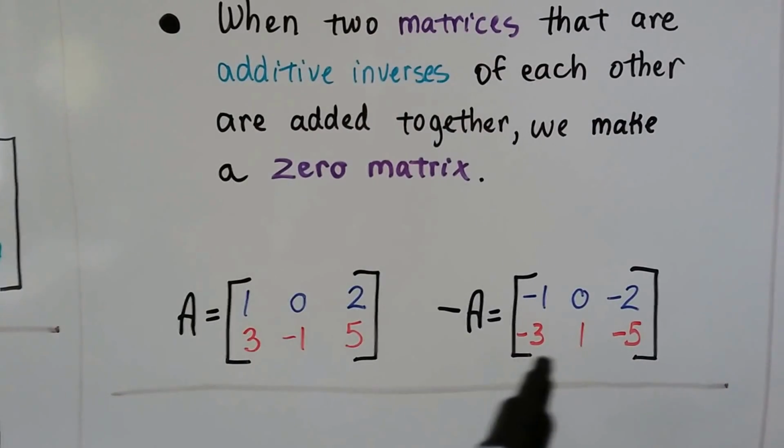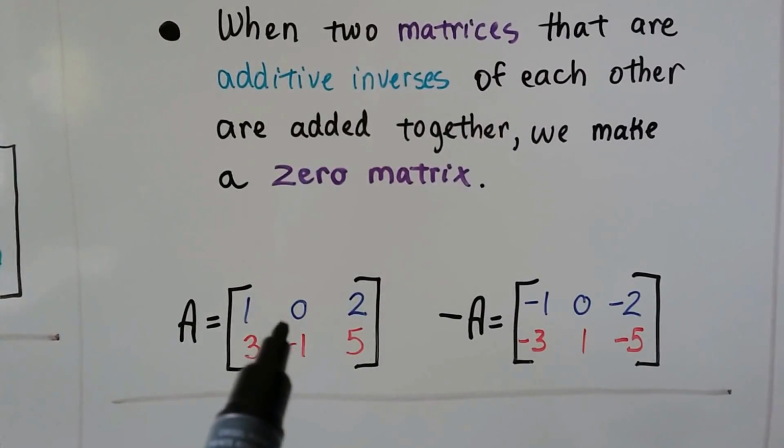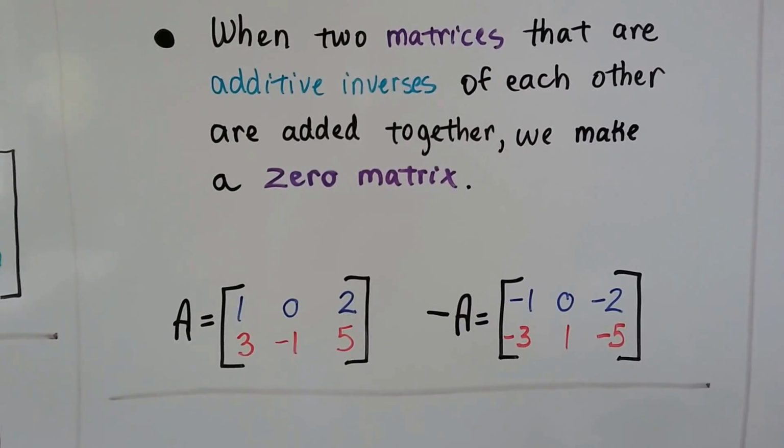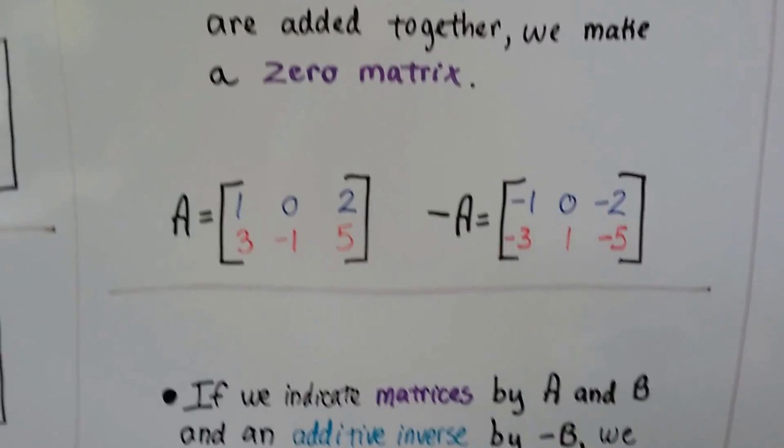This is the additive inverse of this. See? There's a positive 1, we have a negative 1. We have a positive 2, we have a negative 2. See? Positive 3, negative 3. Negative 1, positive 1. They're just the opposite, aren't they?